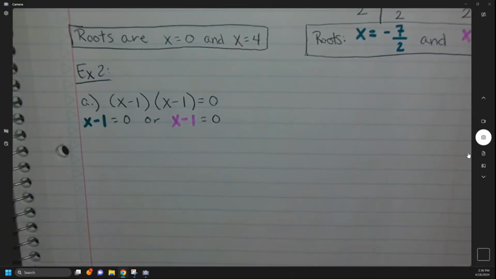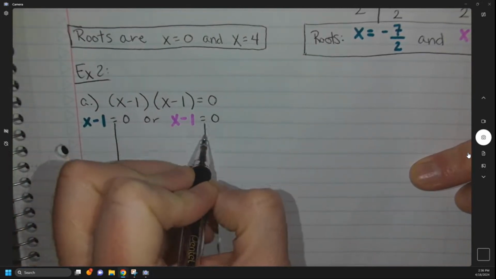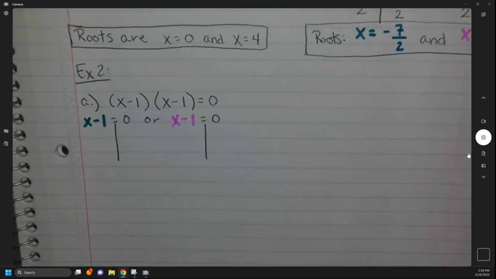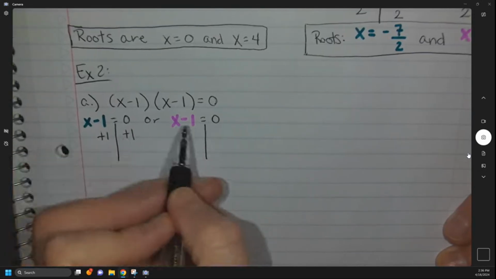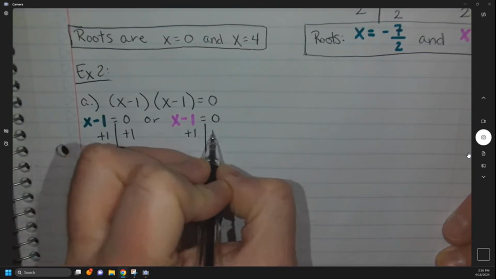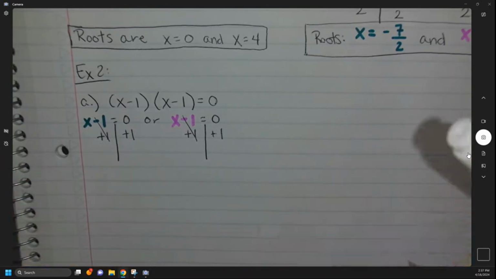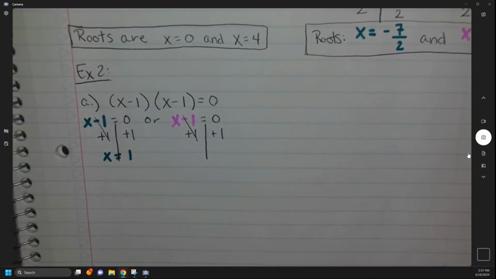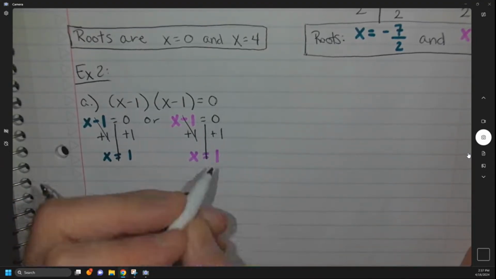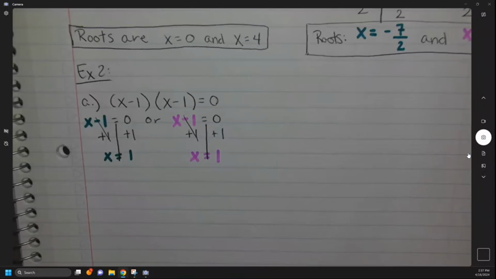So you're realizing, hey, I have the same equation both times. So when I go to solve, I'm going to do these ones simultaneously since they are the same. In order to get x alone, I have to add 1. Since it's the same, I'd be adding 1 here. Negative 1 plus 1 is 0. So I know that x equals 1 or x equals 1. So our solution for this has repeated roots, and we know that those repeated roots are x equals 1.